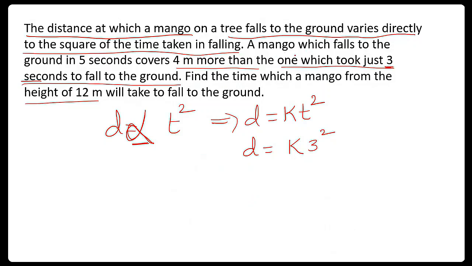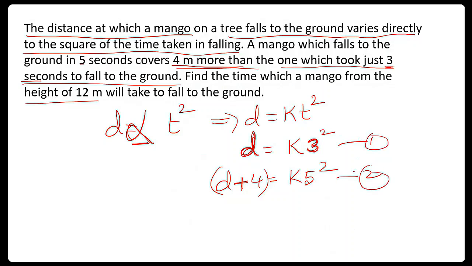The other one, which falls to the ground in 5 seconds, that is k into 5 square, traveled 4 more than the previous. I repeat, the one which touched the ground in 3 seconds, I am assuming it traveled d meters, whereas the one which took 5 seconds traveled 4 more than the previous. Since the previous we do not know, we assume d. Now this is traveling d plus 4. So this is equation 1, this is equation 2.